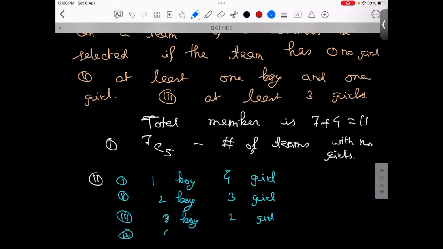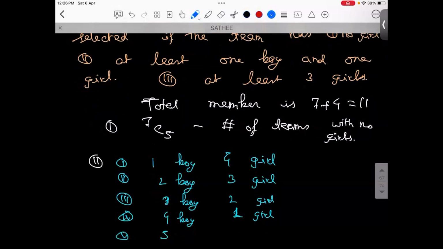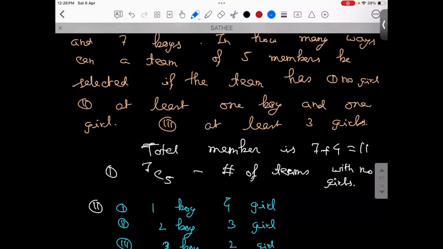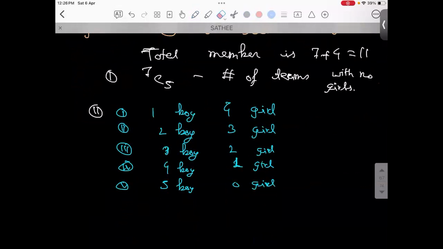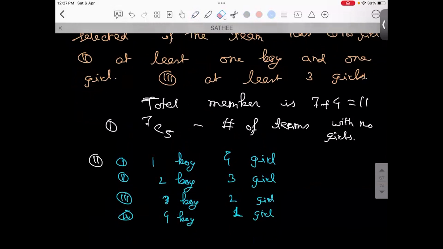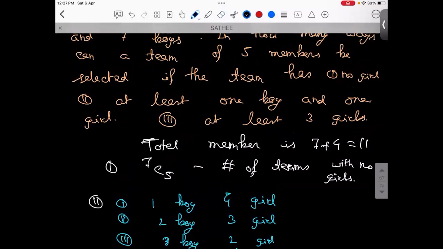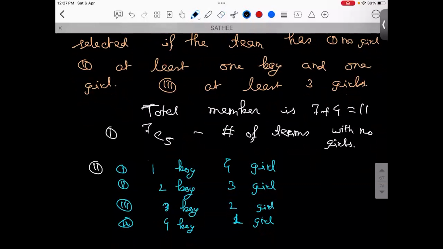Fourth case can be 4 boy, 1 girl. Fifth case can be 5 boy, 0 girl. But here they have put the condition that at least 1 girl should be there. So this case will not be there. We will remove this case. So only 4 possible cases can be obtained.